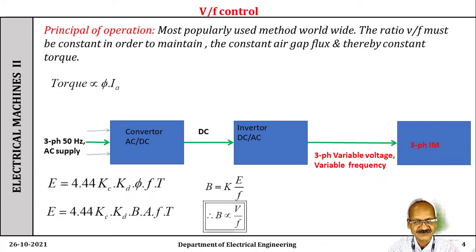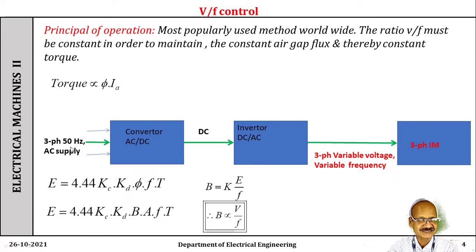And therefore the phi by f ratio, that is variable voltage, variable frequency. If the frequency is varied, the voltage is also varied, so that the ratio V by F should be maintained constant. And this can be obtained by using this circuitry.